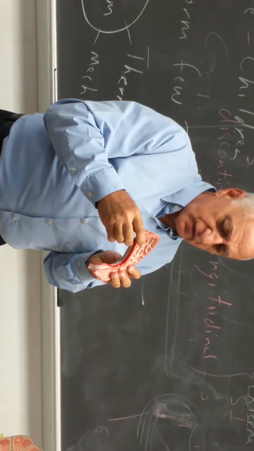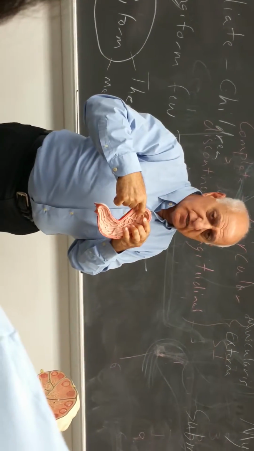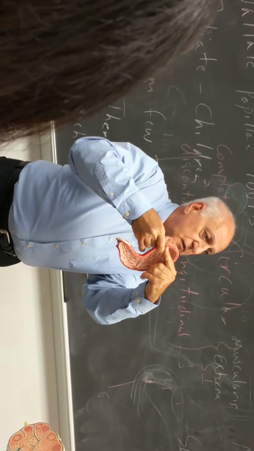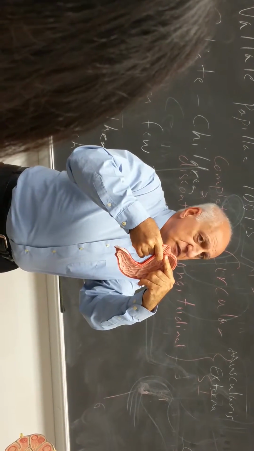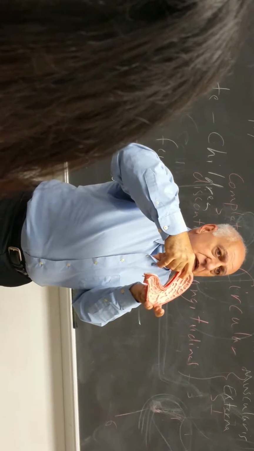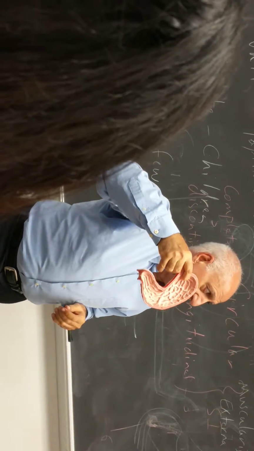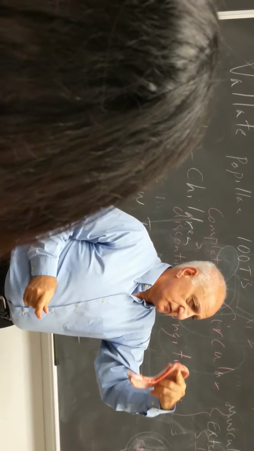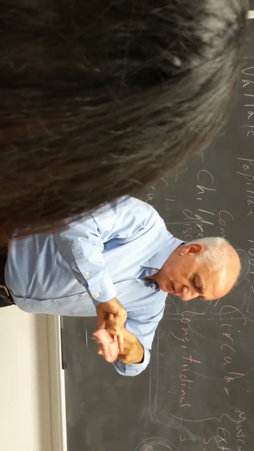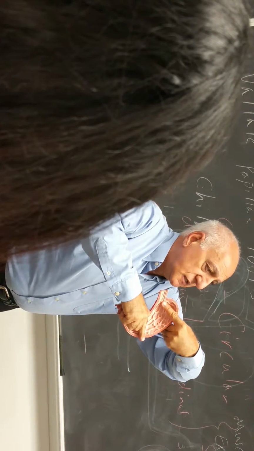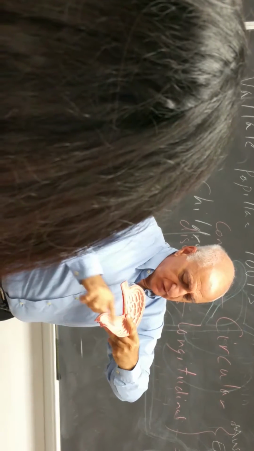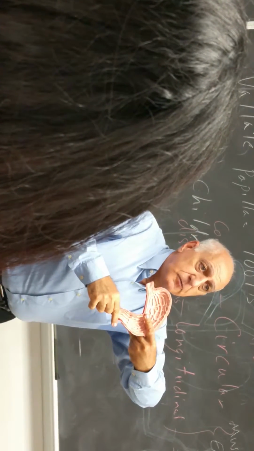Now you should know the regions. This region is called cardia. This region above my finger is fundus. So where my finger is, cardia. It's a very small region. Above my finger now is fundus. Then from my finger up to the other finger is the body of the stomach. Then from this finger to this finger is the pyloric region.